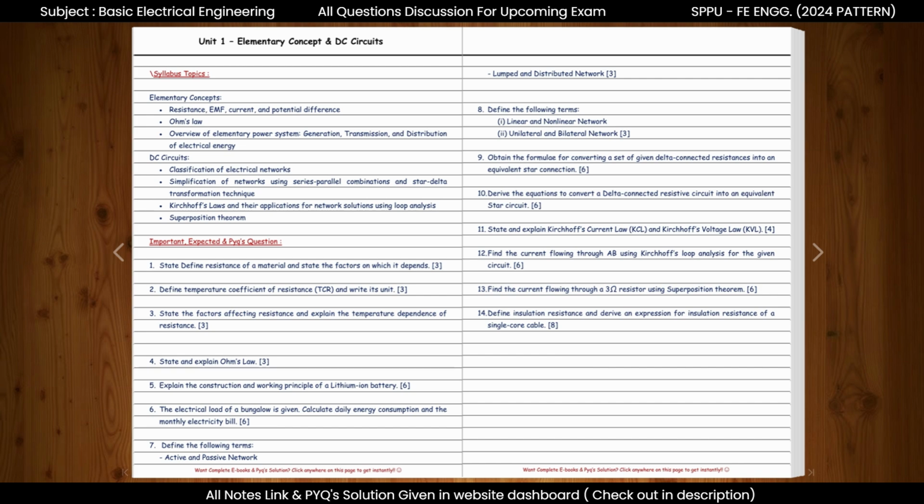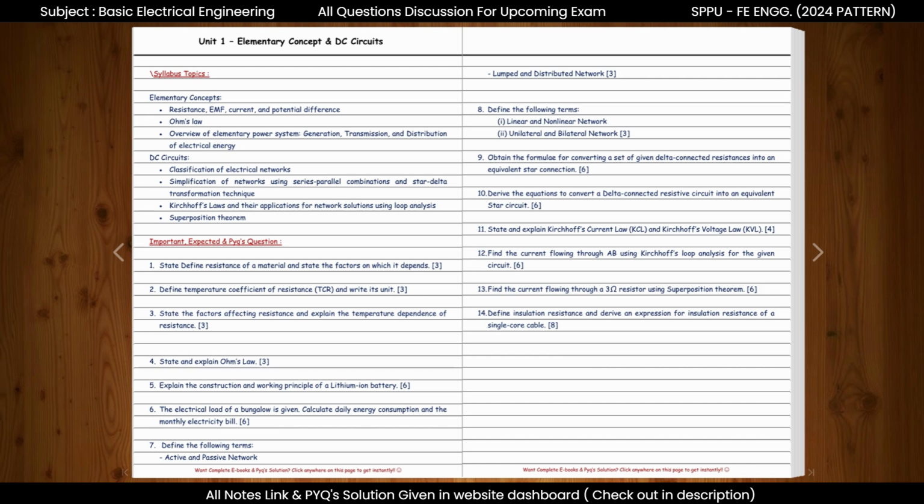Alright, let's move on to our next important topic, Kirchhoff's laws. From this topic, we can expect questions such as, state and explain Kirchhoff's current law and Kirchhoff's voltage law. Kirchhoff's current law states that the total current entering a junction is equal to the total current leaving that junction. Kirchhoff's voltage law states that the sum of all voltages around a closed loop in a circuit is zero. These laws help us analyze complex electrical circuits systematically.